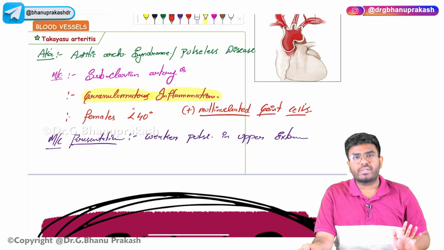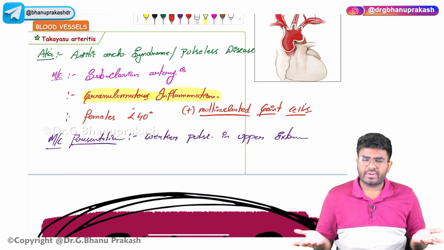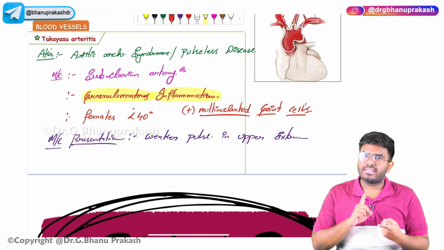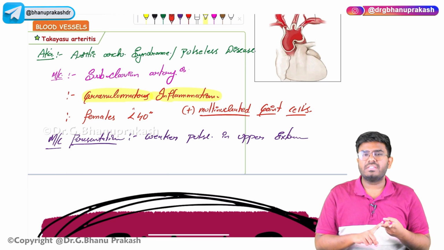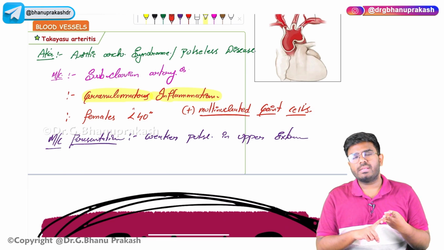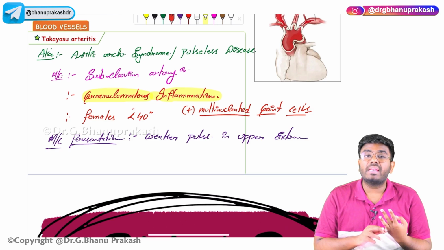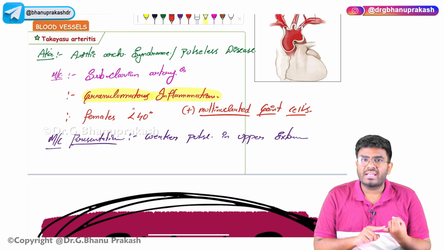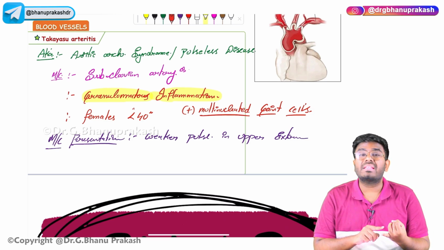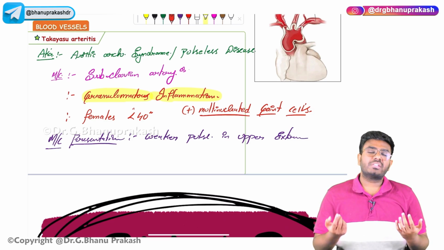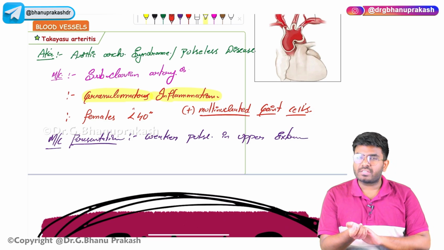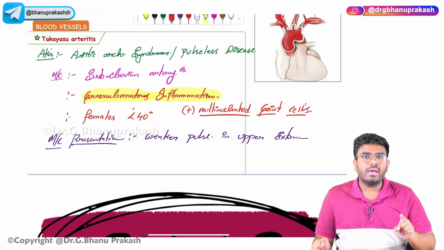So what are the important points about Takayasu arteritis? We don't have an exact reason why it is happening. It is seen in females, but less than 40 years of age, and it is a granulomatous inflammation. The most common site affected is the subclavian artery. This is also called aortic arch syndrome or pulseless disease. The patients have weaker pulses in the upper extremities, but the pulses are normal in the lower extremities.